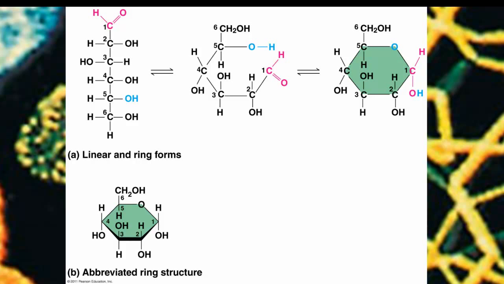Sugars can be shown in two different forms. The first is a linear or line model, and the second is as a ring structure. You'll mostly see ring structures in our text, but it's good to be familiar with what the line structure looks like.